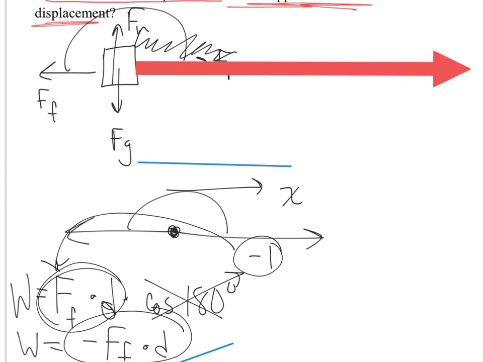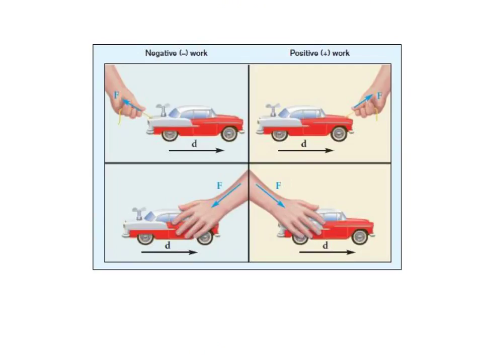Okay, yeah, good. Here's a diagram of this. We can see exactly what we were just saying. If you're applying a force to the right and it moves to the right, you have positive work. But if you're applying a force to the left and it moves to the right somehow, you have negative work. You're doing negative work, and think about that for a second.